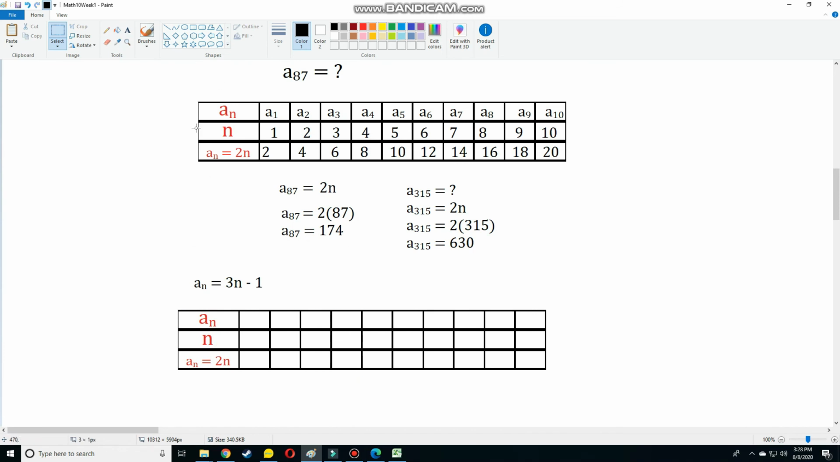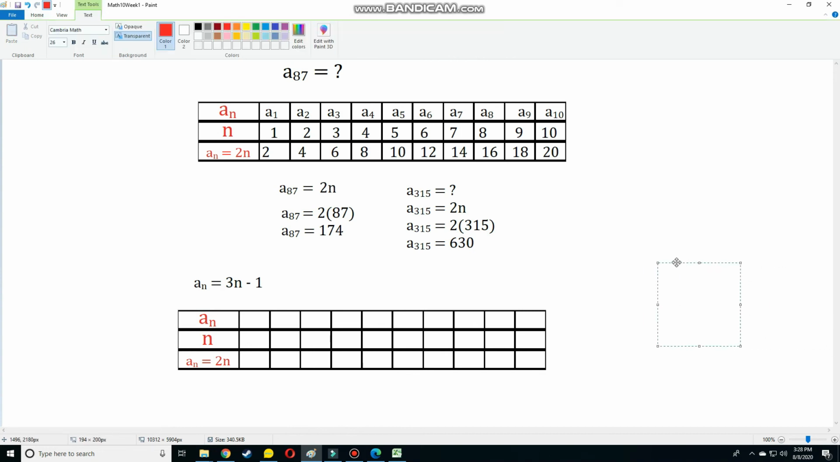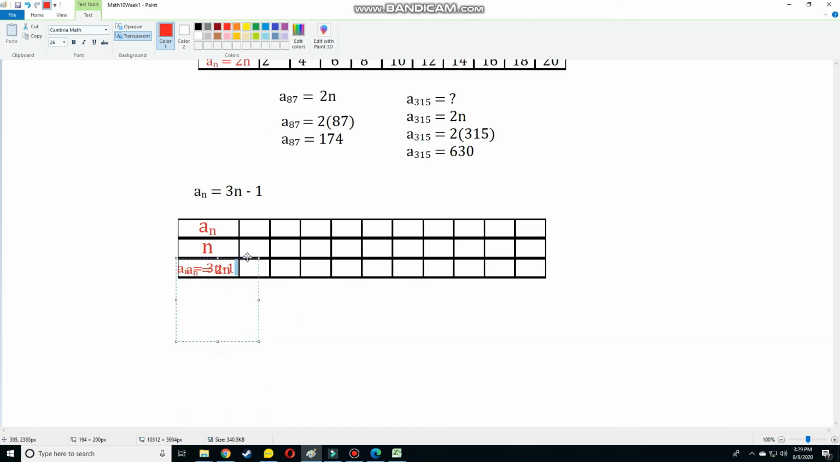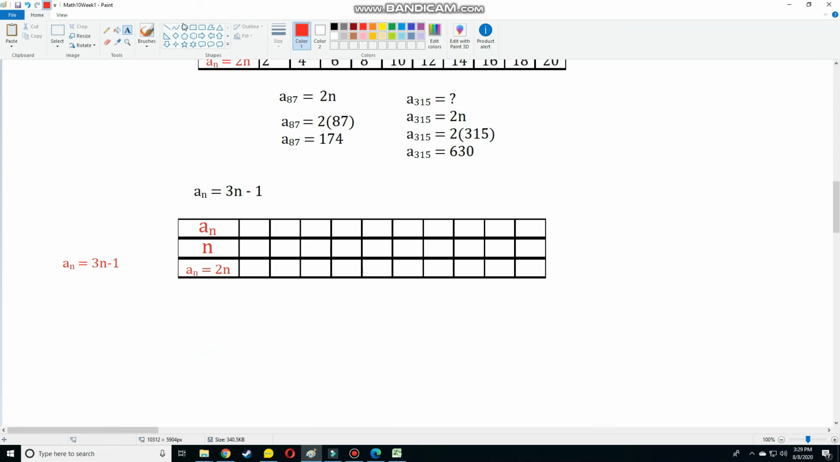Let's have these first 5 terms, where a sub n is equal to 3n minus 1. Okay, let's use this, 3n minus 1. Let's put it here. Let's do this first for a moment.